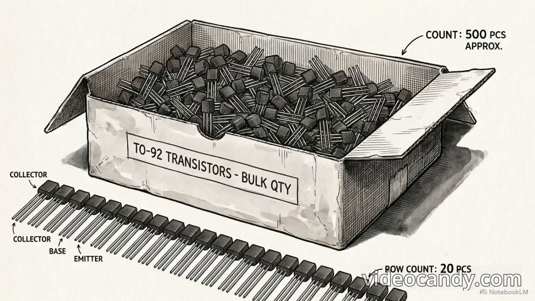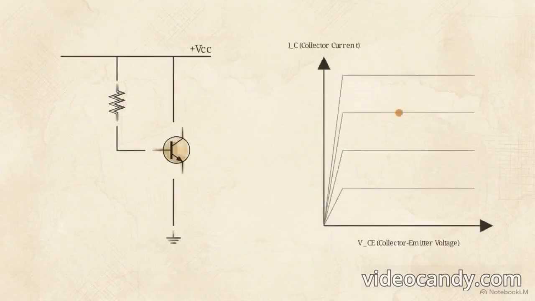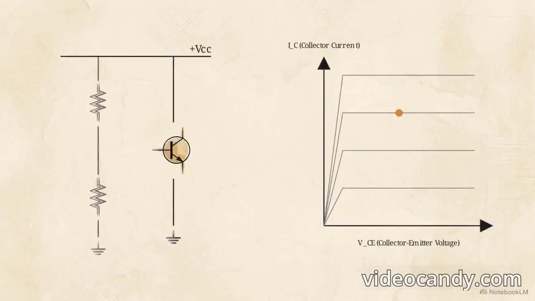The simplest way to set that Q point is base bias, which uses a single resistor to drop voltage from the main supply and bleed a steady current directly into the base terminal. But base bias is vulnerable. The beta value of a transistor shifts as the component heats up, and manufacturing tolerances mean no two transistors share the exact same beta out of the box. With a single resistor, these variations cause the Q point to drift, resulting in unpredictable performance.